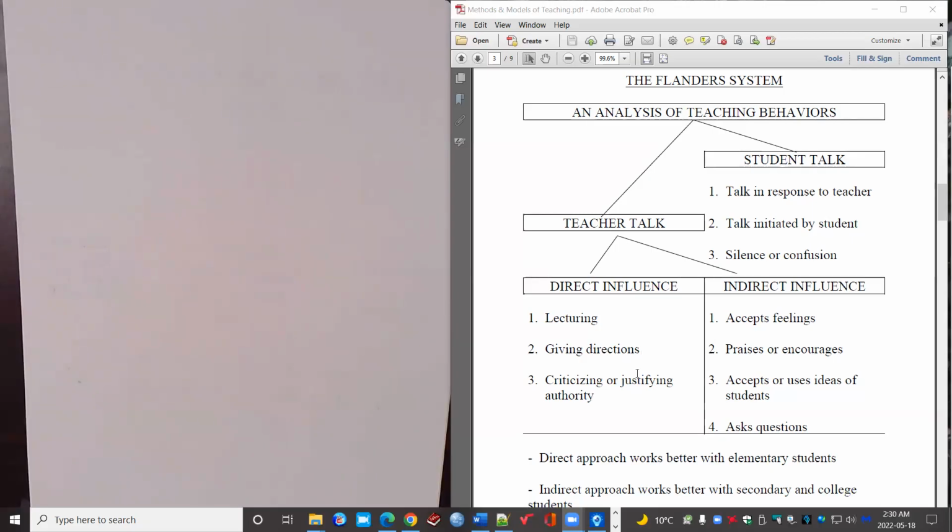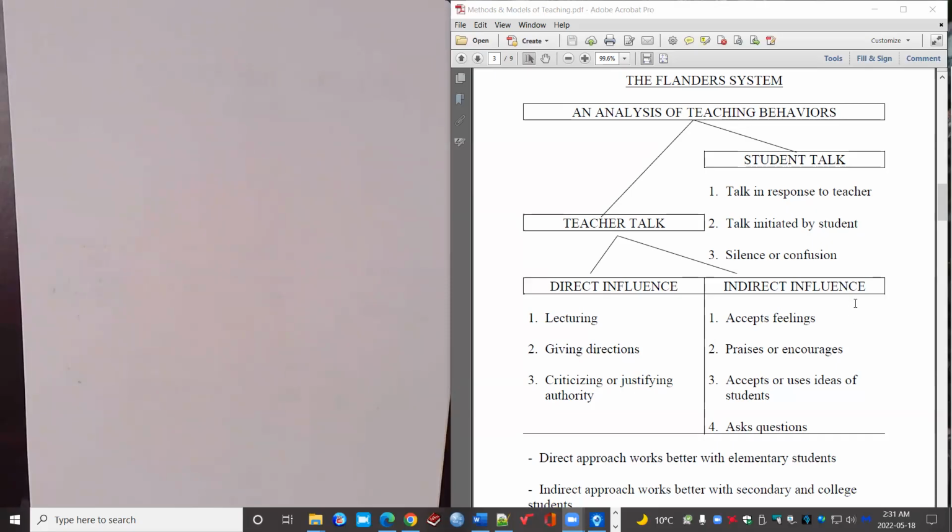Number 3, criticizing or justifying authority. The teacher makes statements intended to change students' behavior from unacceptable to acceptable patterns. So that is criticizing or justifying authority.